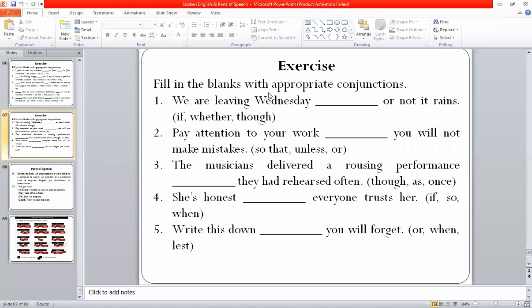Okay, so as will be the correct conjunction we can use here. She is honest dash dash everyone trusts her. So is the correct answer. She is honest, so everyone trusts her.